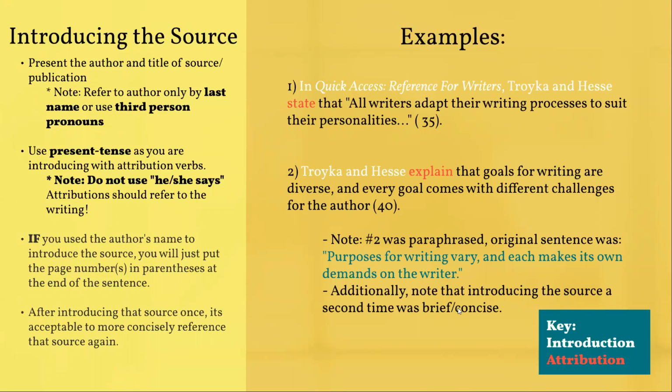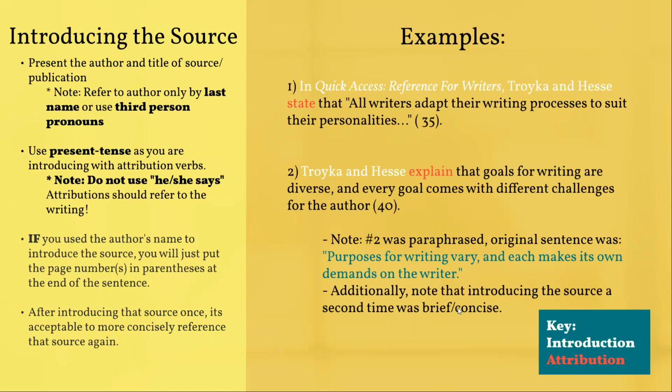You're going to use present tense as you're introducing with attribution verbs. Attribution verbs give the writer action in the writing. That writer may state, claim, explain, or assert that information. You're not going to say that the writer says, because attributions refer to the writing. If you use the author's name to introduce the source, you will only need the page number in your in-text citation, as that is all that will be required at that time. After introducing that source once, it's acceptable to more concisely reference that source again, and we'll take a look at what that looks like in these examples.